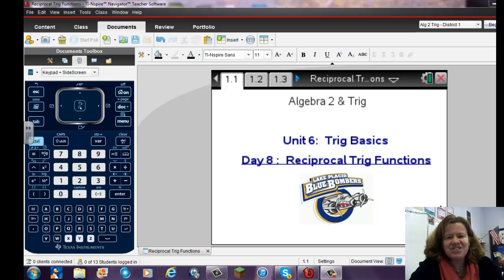Hi again. So today we're going to talk about reciprocal trig functions. Again, keep in mind that math is consistent. We already know a lot about reciprocals. You essentially have three new vocabulary words to learn, and then all of the math will come along easily from there. So here we go.